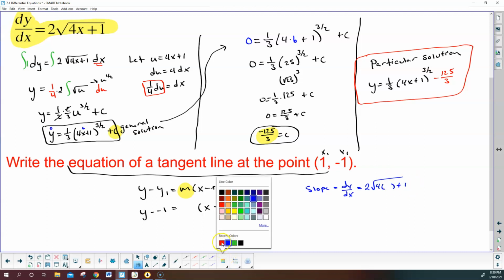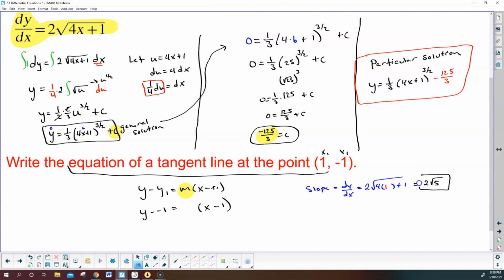Now notice, for this specific differential equation, dy dx means slope. All I need is the x, because there isn't a y in this problem. So my slope is really determined by the x, and then we just simplify it, okay? What is it? It's 2 times the square root of 5, and there's the slope. That's going to go right here.